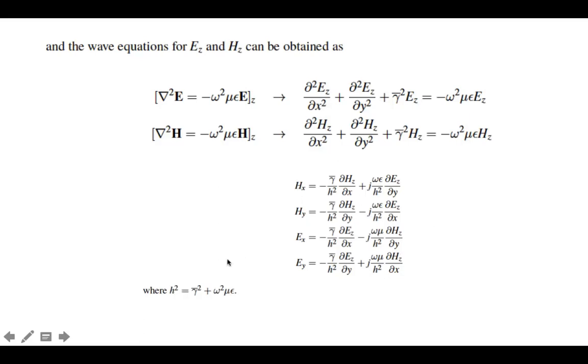And here we have made the substitution. When you collect like terms over on the right hand side, then you can express h squared as gamma squared plus omega squared mu epsilon, introducing a new term. So we could rewrite these two equations with the h, and then we could go back to Maxwell's equations and make the appropriate substitutions.